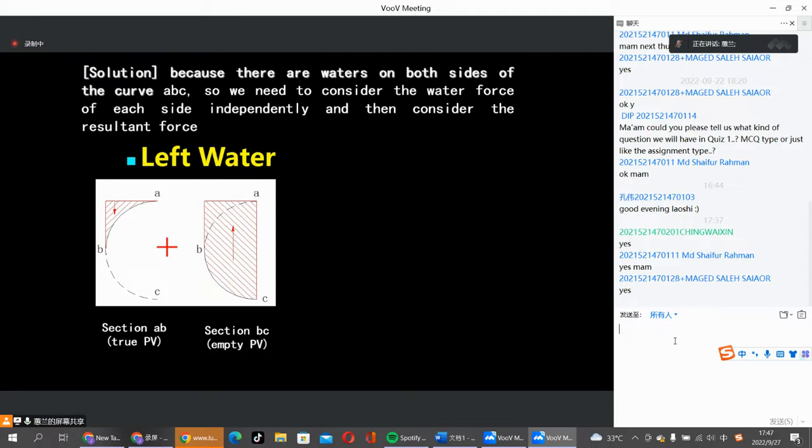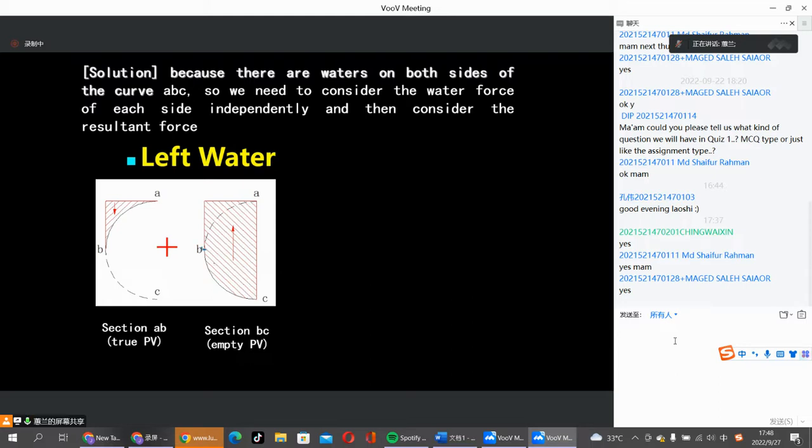That means the vertical force is downward. Why? You still can isolate the fluid block by its horizontal and vertical projection area, draw the FBD and use the equilibrium equation, and you will get the same answer, but you can use it directly. So the vertical force is actually equal to the weight of the pressure volume. Here we have a true pressure volume, and the direction is downward. Okay, this is AB.